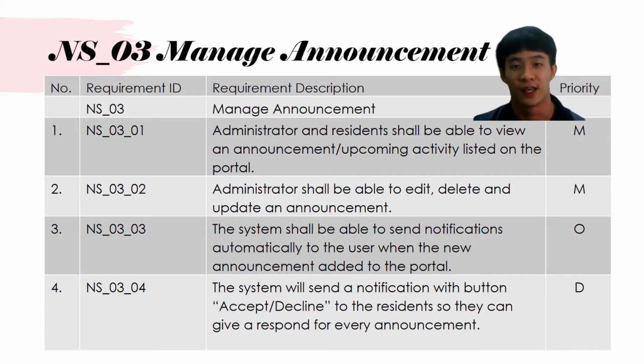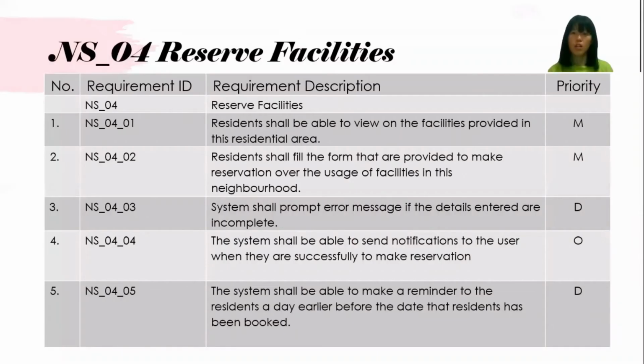They can edit the announcement, or actually they are the announcement maker. So they can both view and also manage the announcement. The third one is optional. The system shall be able to send notifications automatically to the user when a new announcement is added to the portal. The system will send a notification with an accept or decline button to the resident so they can give a response for every announcement. This is the desirable one.